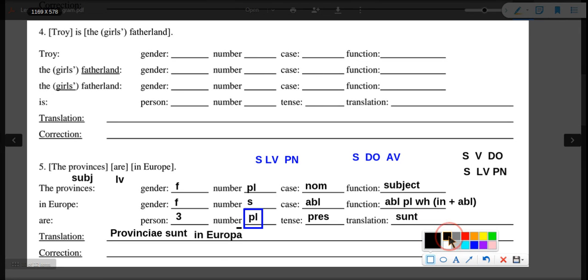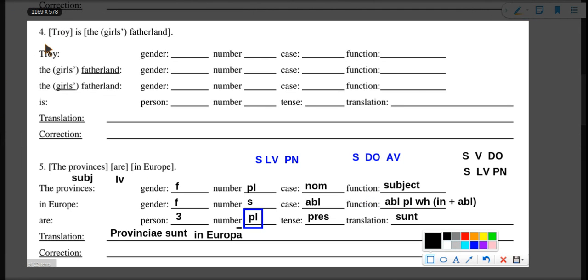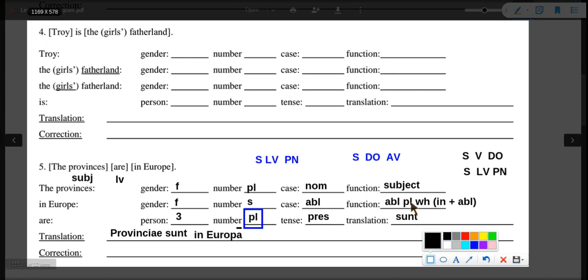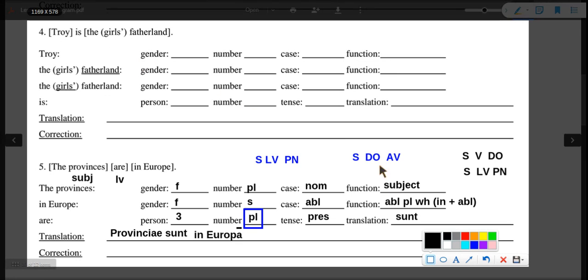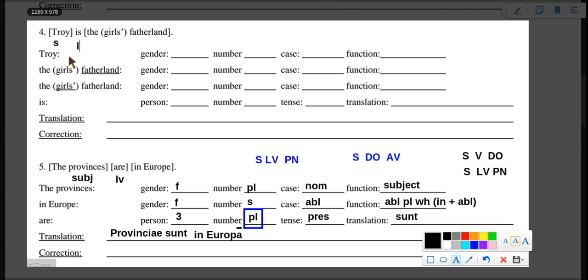Coming up to four, four is a bit more complicated. Our English sentence reads, Troy is the girls' fatherland. So the first step when translating from English to Latin is to find the subject and the verb. Here, our subject is Troy, and our verb is "is," so we can mark that down. And "is" is a linking verb. And we have the girls' fatherland.